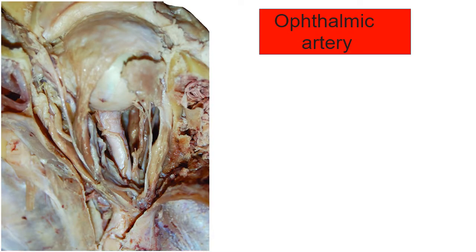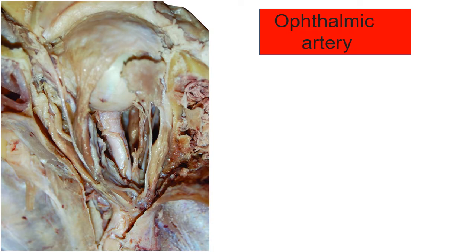Let us go forwards and try to see the third lesson of this spotters. Okay, what are the structures we can identify in this head and neck? Now, the first and foremost thing which we are going to see is the ophthalmic artery.